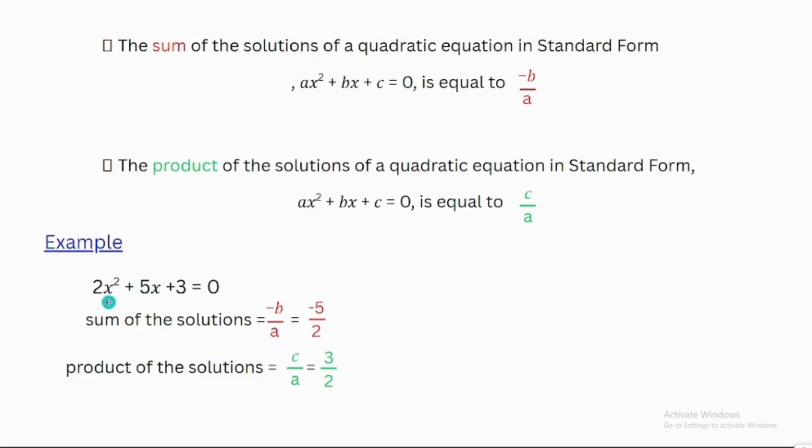We will take an example: 2x squared plus 5x plus 3 equals 0. What is the sum of the solutions? The sum of the solutions is negative the coefficient of x over the coefficient of x squared. So it's minus 5 over 2. Where is the product? The product is the constant term over the coefficient of x squared.